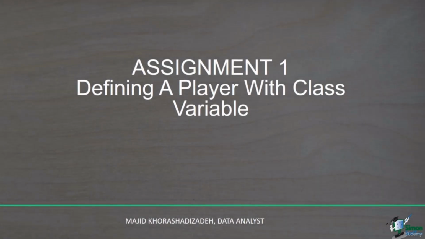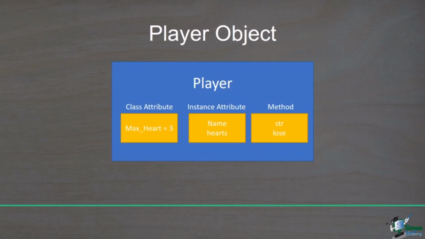Hello and welcome to assignment 1. In this assignment, you are supposed to define an object named Player that is a player in an Atari game. Each player has a name and a number of hearts as instance attributes. When it comes to methods, apart from the str method, the player has a method named lose. Each time the player loses, the number of hearts will decrease by 1, like in a computer game. And if the number of hearts reaches 0, it prints game over. By default, the number of hearts is 3. I mean, when you create an object, the number of hearts for the object is 3. But consider a class variable named maxHeart that stores the default number of hearts for all objects of the class.